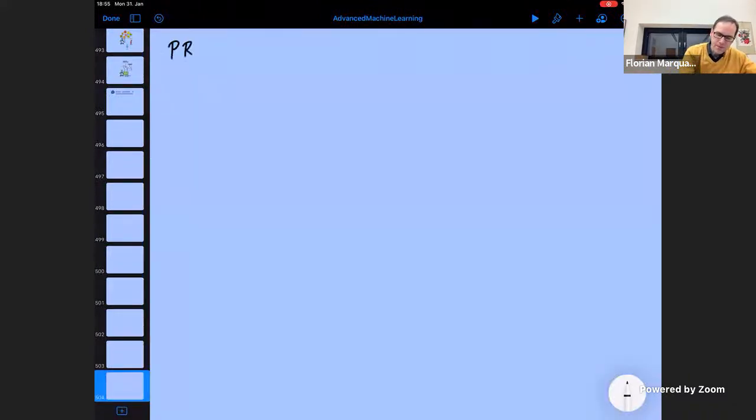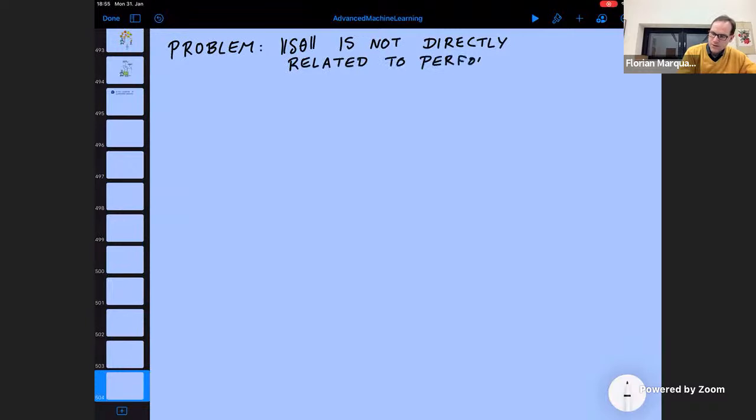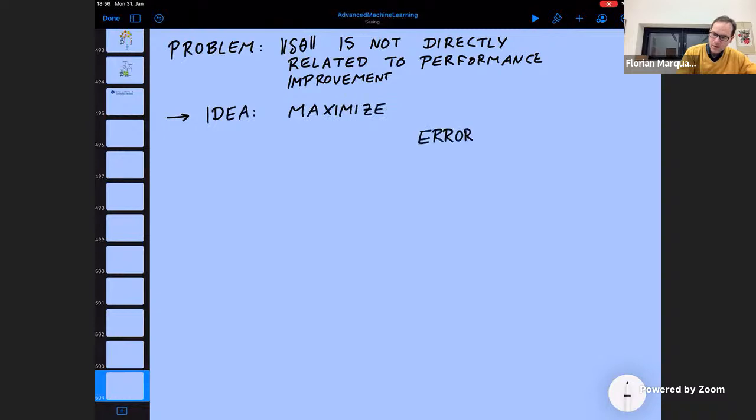So let me write down the problem again. Delta theta itself is not directly related to the performance improvement. It's a part of it, but it's not everything. And so the idea is to ask for this performance improvement. And so the idea would be to maximize the error reduction. Now we have to say which error and what exactly do we do.